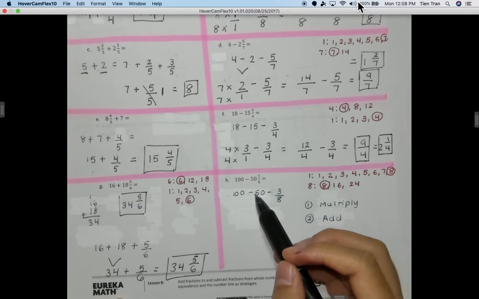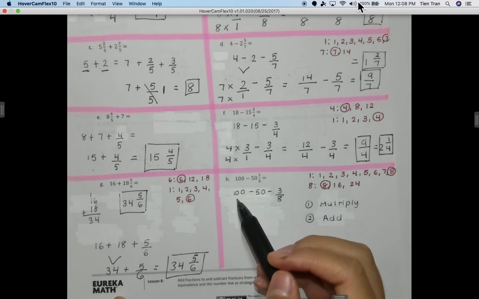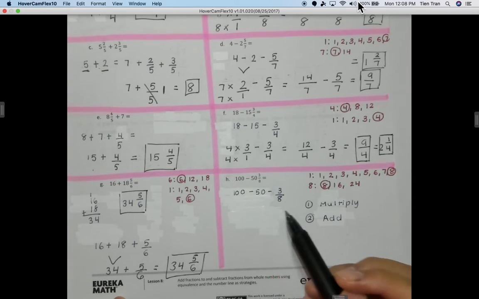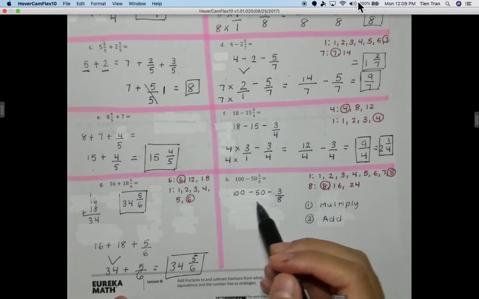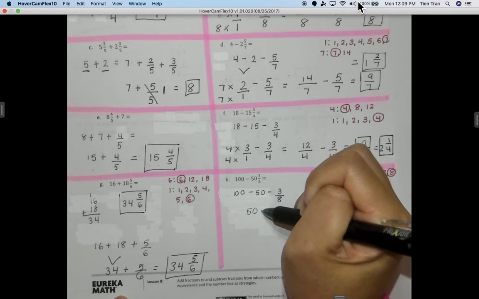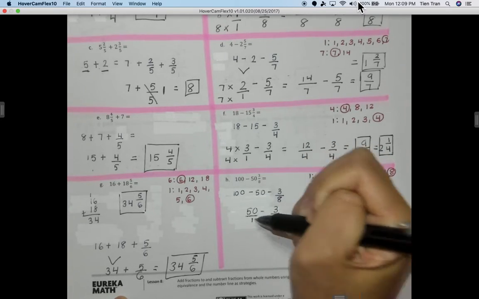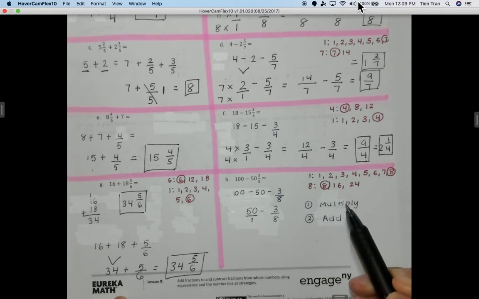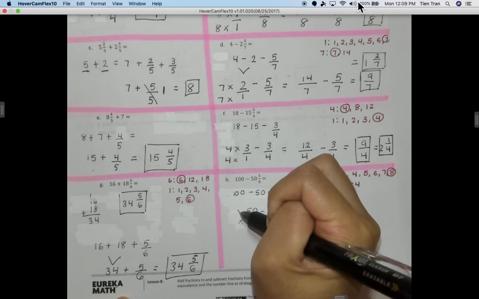For H, we have 100 minus 3/8. So we're subtracting 100 minus 50. 100 minus 50 is going to give me 50. And then I'm subtracting 3/8. I'm going to put 50 over 1. Now, 1 and 8, what is the common multiple for that? It's going to be 8. So I'm multiplying times 8.